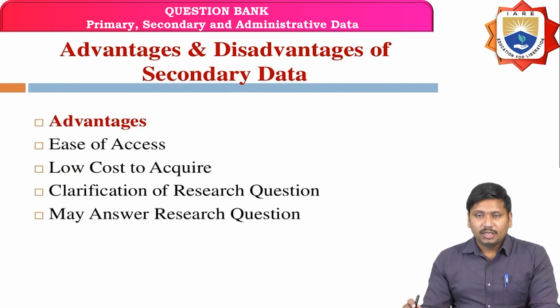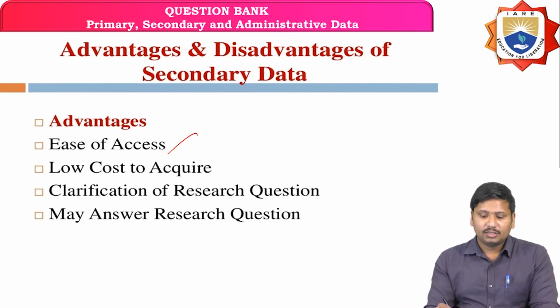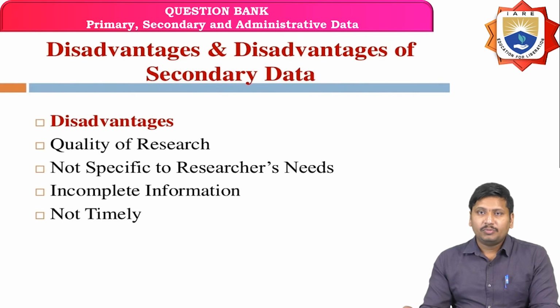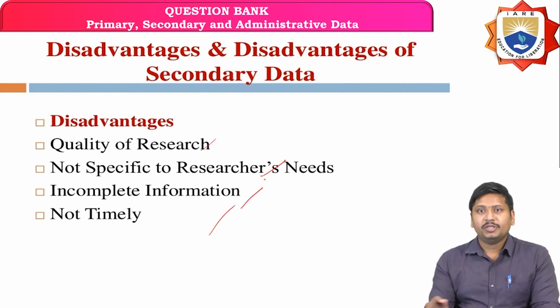Next, advantages and disadvantages of secondary data. So the advantages will be ease of access, low cost to acquire, clarification of the research question, and many answers to the research question. When it comes to disadvantages of the secondary data, the quality of research is not specific to research needs, information is incomplete, and it is not timely.